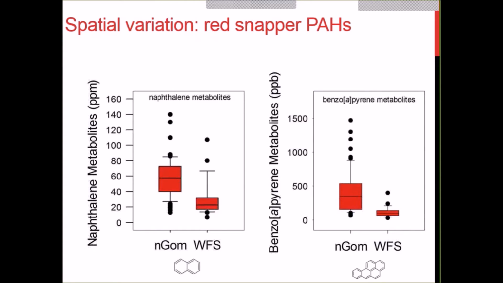Looking at spatial variation, again, I said we sampled from the West Florida Shelf to west of the Mississippi River. And on the West Florida Shelf, we mainly catch red snapper. We don't catch a lot of tilefish or king snake eels. So I've grouped our red snapper into 2 groups, the West Florida Shelf group and the Northern Gulf of Mexico, or NGOM, group. And for both naphthalene and benzo[a]pyrene metabolites, there are significantly higher levels measured in red snapper taken from the Northern Gulf compared to those taken on the West Florida Shelf. However, in the Northern Gulf, that's where the Deepwater Horizon blowout occurred, but that's also where there's the active oil industry, the Mississippi River, many more sources of PAHs compared to the West Florida Shelf.